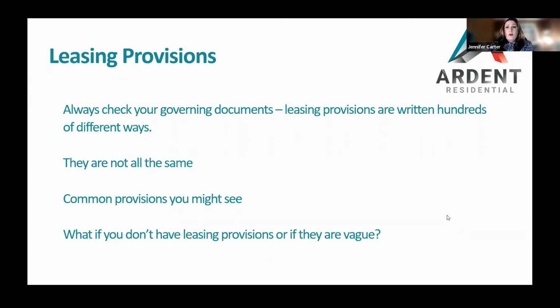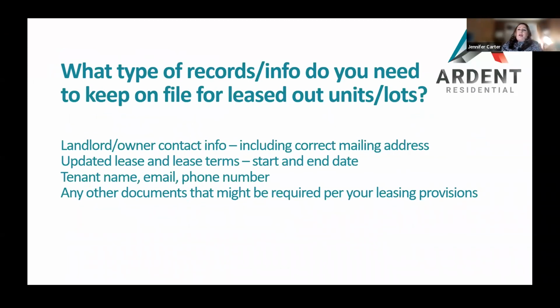Let's see. So what kind of records and information do you need to keep on file for leased out units or lots? Landlord owner contact information, including, very important, a correct mailing address. Okay. We have to be able to communicate with the landlord and know how to get in touch with them and not just have their property address. It is incumbent on the landlord, owner, investor, they're all the same people, to ensure that the management company has the correct mailing address or correct contact information for them.